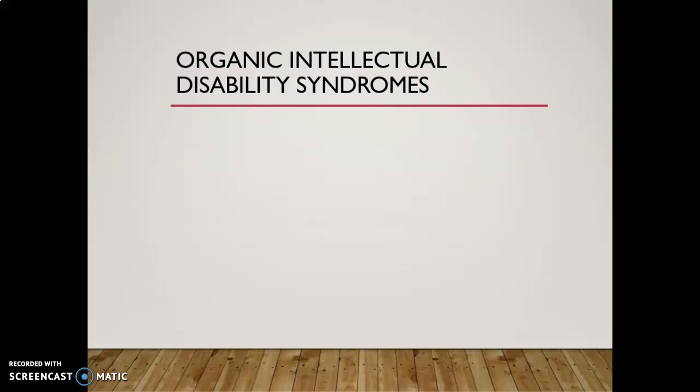But these are something that you can actually point at. You can point at something organic, something biological, and say, this is the problem. A lot of the other ones were more diffuse. There wasn't necessarily something you could point at. You might be able to point at a cause, but you couldn't point at something in the brain or in the body and go, and that's why. With these, you can. Starting with probably the best known of the organic intellectual disability syndromes, Down syndrome.